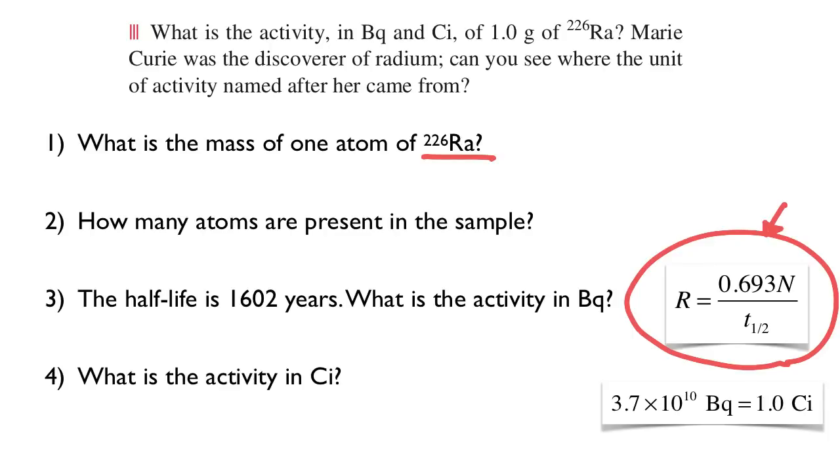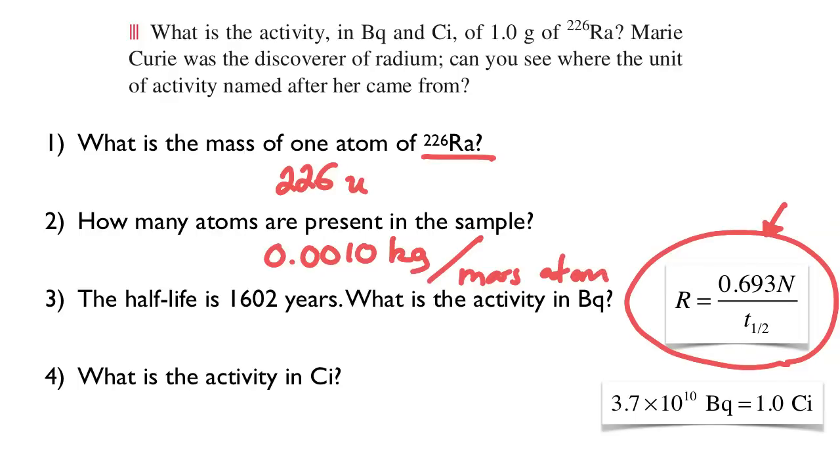We're going to use the quick and dirty version. And the quick and dirty version is the mass is going to be 226 atomic mass units. And then the question asks how many atoms are present in the sample. Well, I've got 1 gram, so that's 0.001 kilograms. That's the mass of the sample. If I divide that by the mass of an individual atom, that will give me the number of atoms.